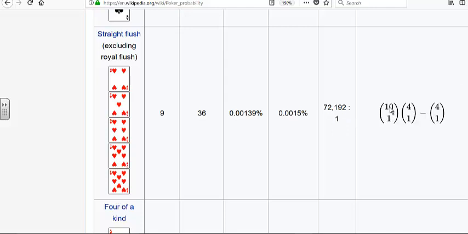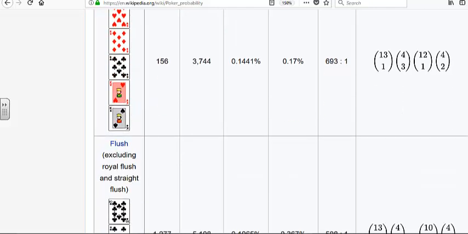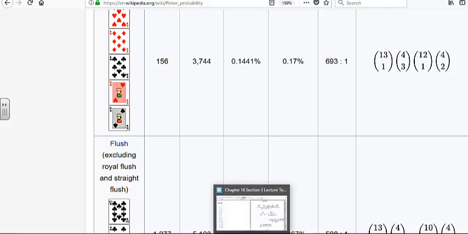What this means is 10 things taken one at a time times 4 things taken one at a time minus 4 things taken one at a time. So these descriptions are all using combinations. It's just different ways, and it's not obvious why they multiply these numbers together. So I'm going to show you one particular case, and you can always look at that if you're ever interested.